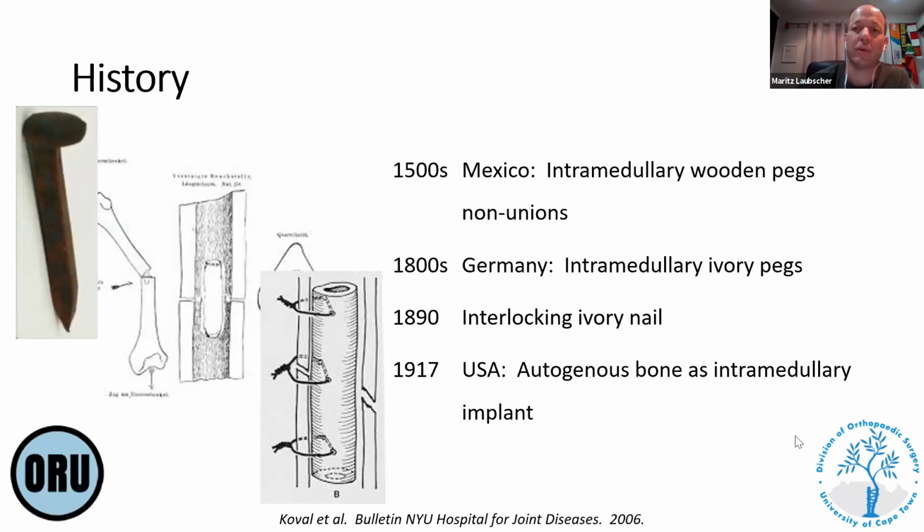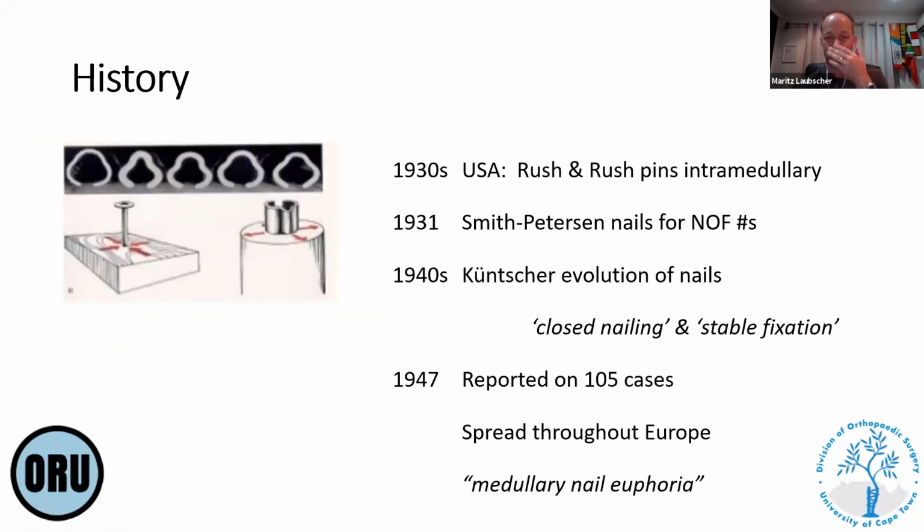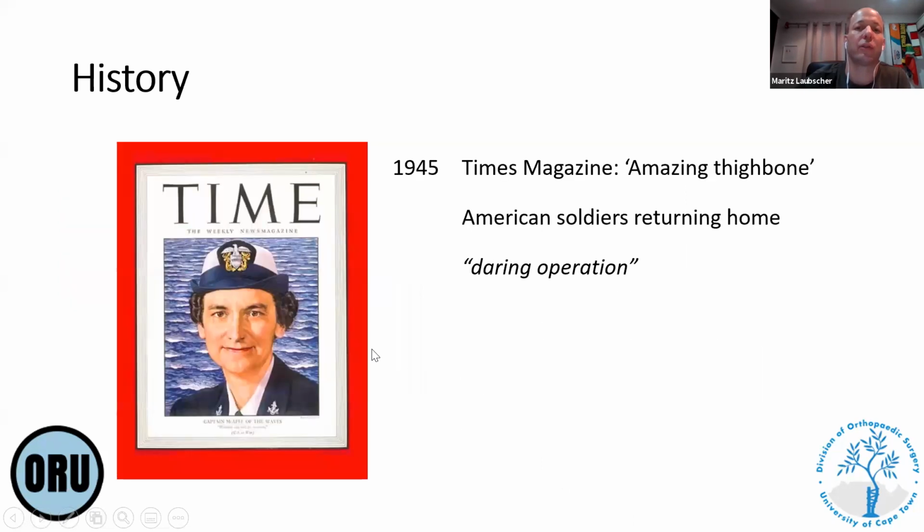So just a little bit of history on nailing, and the first nail described was intramedullary wooden pegs in the 1500s. Nailing has come a long way. In the 1940s, the Küntscher nail was described, which is really the predecessor of what we now know as intramedullary nails. Initially, the Küntscher nail was done percutaneously and the first 105 cases were reported in 1947, and they said it spread through Europe, and they called it medullary nail euphoria because everyone was so impressed with the outcome.